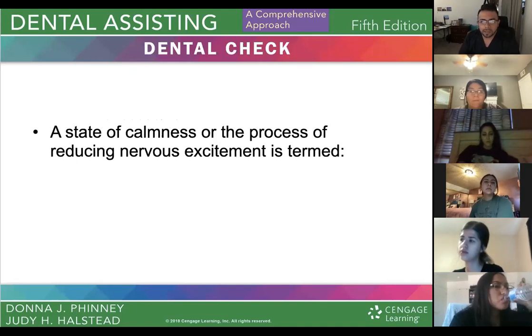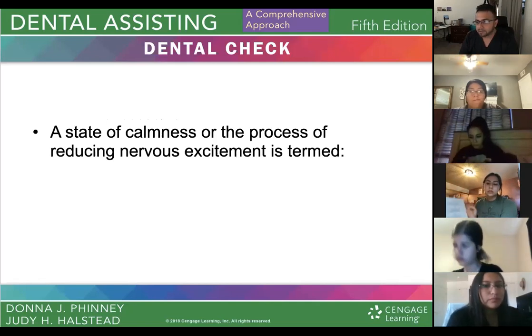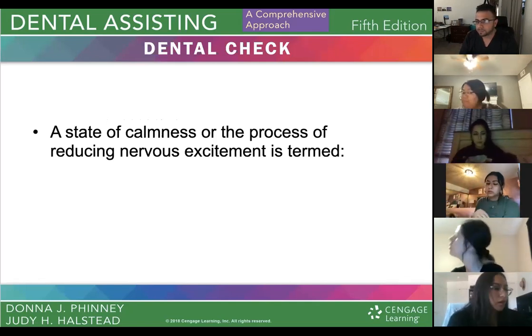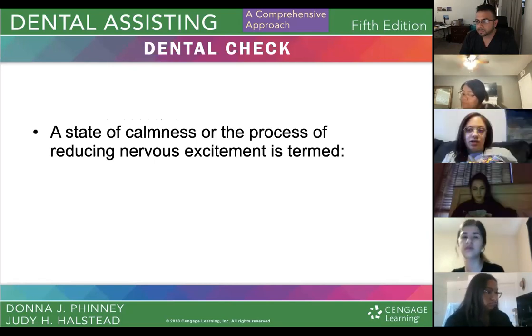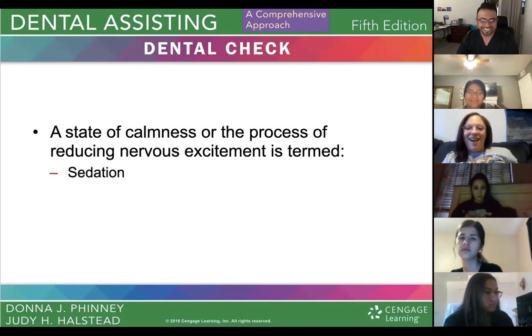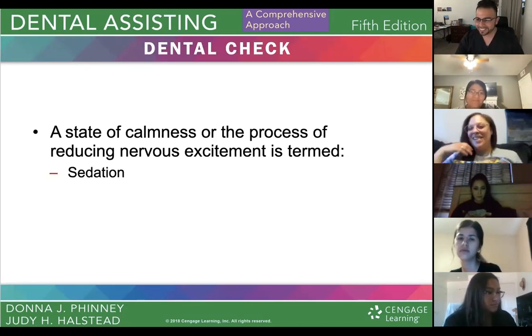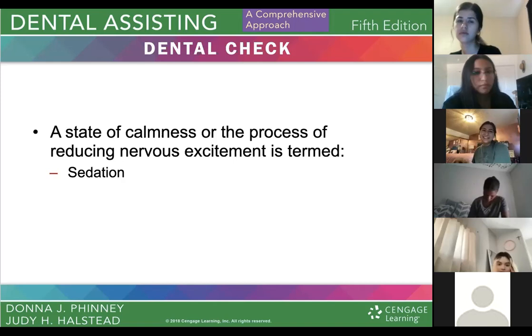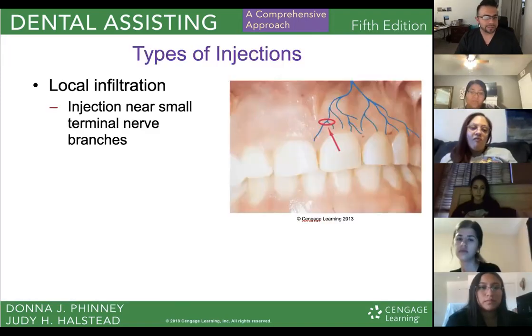Okay, who can tell me what a state of calmness or the process of reducing nervous excitement is called? Sedation. Who said sedation? Brittany. Brittany, you're right. Good job. Thank you. And yeah, that's basically what sedation is. Very good. All right.